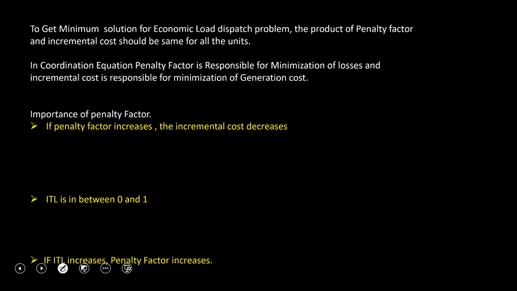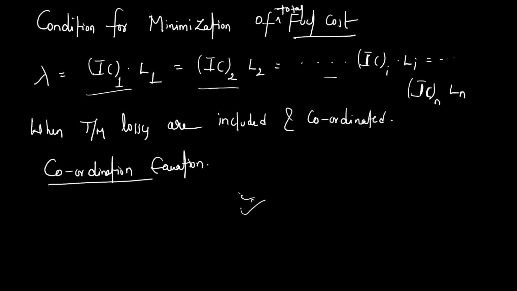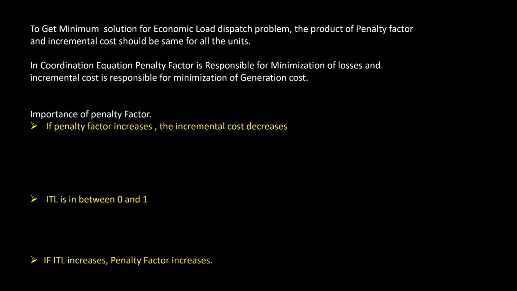So the equation which we have got is called the coordination equation. In the coordination equation, incremental cost is responsible for minimization of generation cost. The lesser the incremental cost, the lesser the generation cost. Similarly, the lesser the penalty factor, the minimum would be the losses. So the penalty factor takes care of the losses, while the incremental cost is responsible for the generation cost.